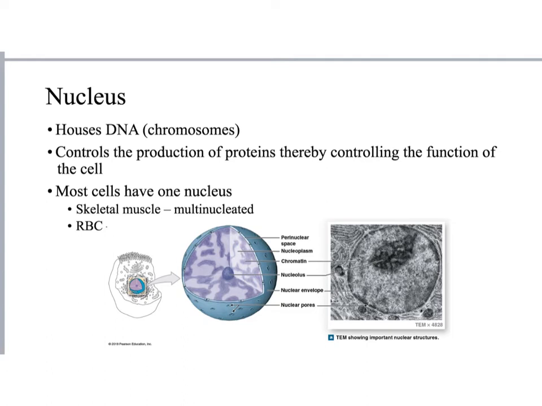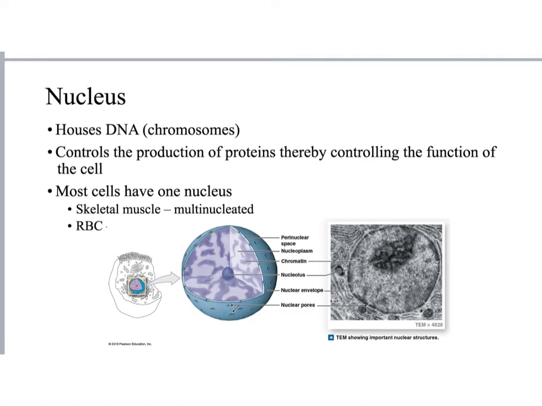Most cells will have one nucleus. We're going to have a couple of examples when that's not the case. Skeletal muscle, or voluntary striated muscle, that we'll see briefly at the end of the next chapter, has many nuclei per cell, so we call that multinucleated.